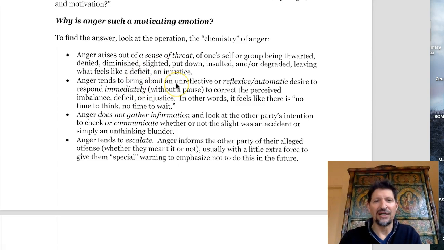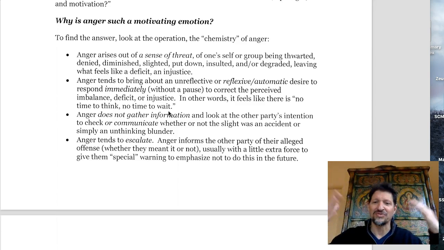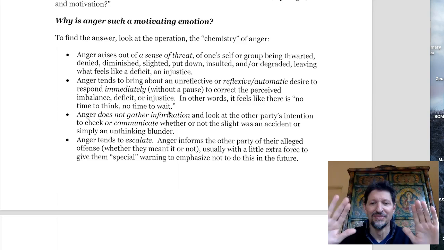Anger tends to bring about an unreflective or reflexive automatic desire to respond immediately without a pause to correct the perceived imbalance, deficit, or injustice. In other words, it feels like there is no time to think and no time to wait. It has a kind of its own compulsion or force, and it's not like, oh, we can sit around and wait for this. It's like, boom.